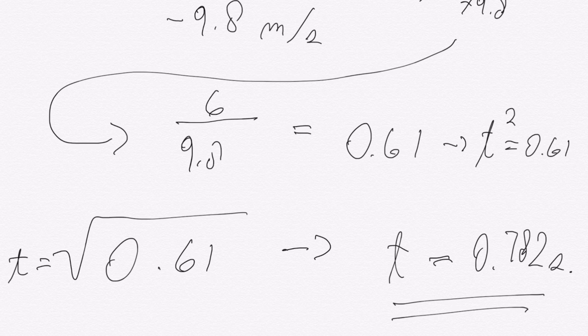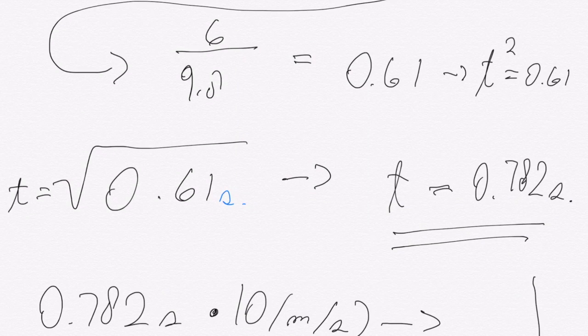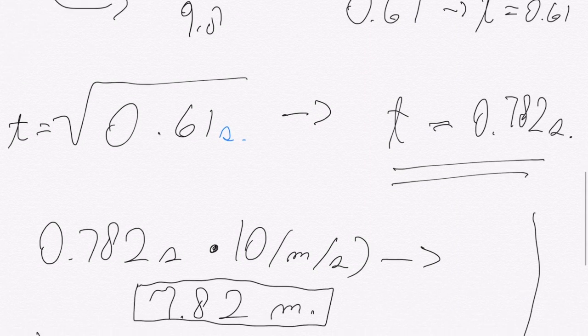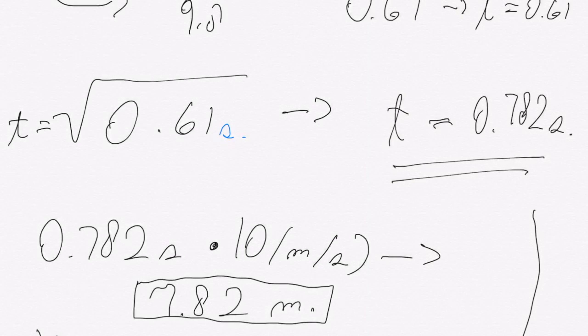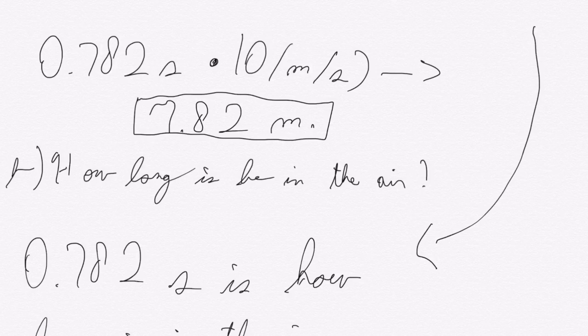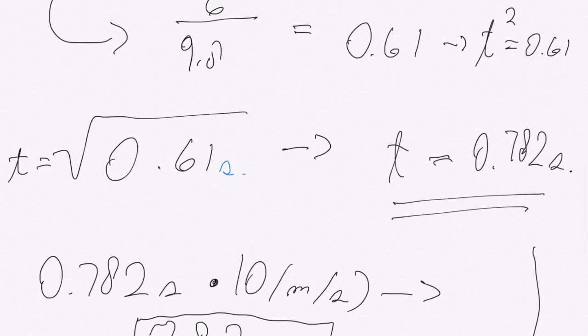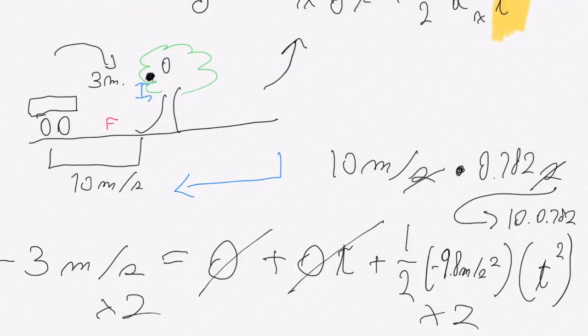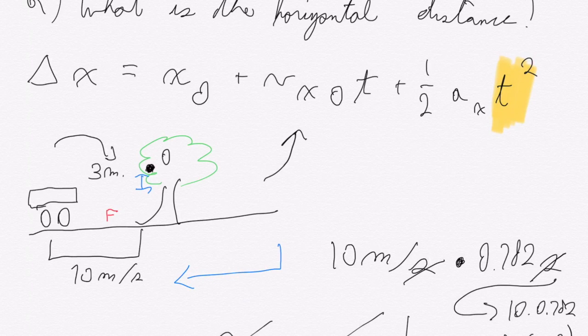Remember, this is all still equal to t squared, since we just moved the numbers over. t squared equals 0.61. We square rooted 0.61. This is by the way in seconds. We get 0.782 seconds. That is the answer to question B. And then we multiply 0.782 seconds by the velocity of 10 meters per second in order to equal 7.82 meters. So that, and then we got how long he is in the air.